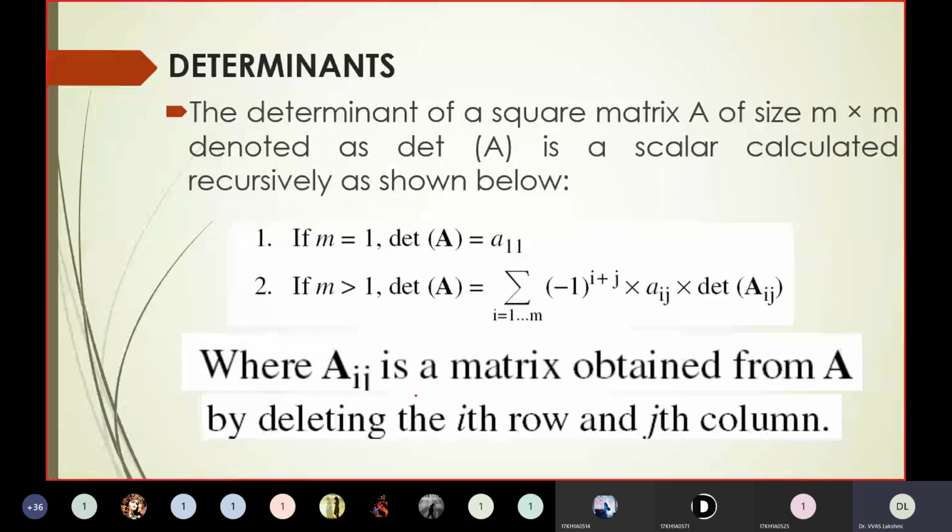So the first rule for calculating a determinant is, if you want to calculate the determinant of a matrix, the matrix should be a square matrix. Square matrix means the size should be n by n. That means the same number of rows and the same number of columns should be there. Then only we will calculate the determinant.